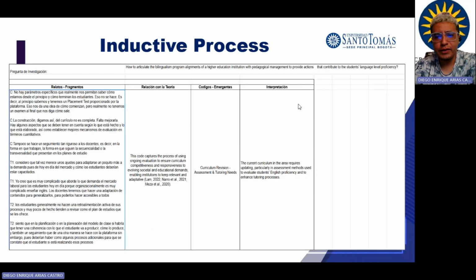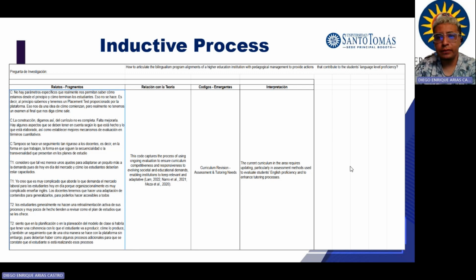For the inductive process, here you can see an example in which we took excerpts, parts taken literally from the instruments, so the data from the instruments, also from the same structured interview. Then we related them to the theory that we got in the literature review, and then there were emerging codes, as you can observe in the example, that were later reviewed to give a little more organization to these codes.